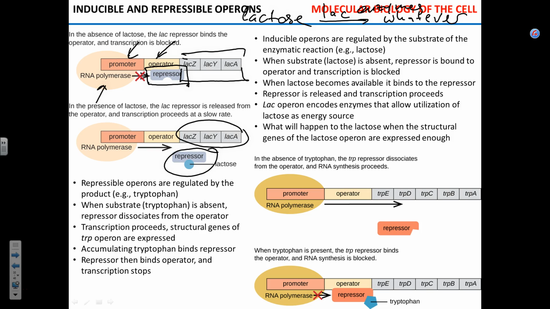When lactose gets metabolized, what happens to its levels? They decrease. When all lactose is used, what's going to happen to this complex? Yes, there is no lactose. Repressor will go back to the operator and block synthesis of those genes. Does that make sense?